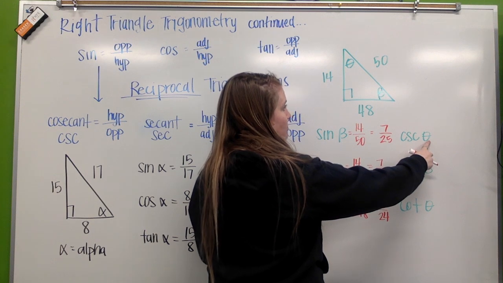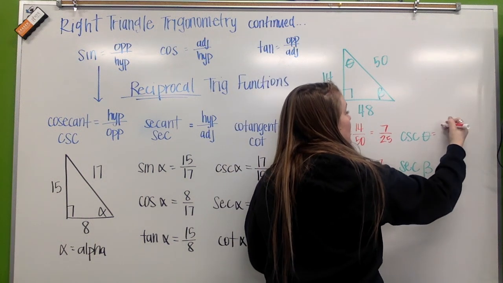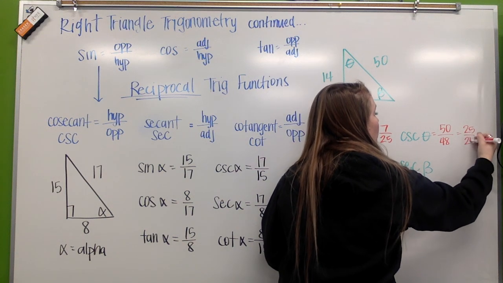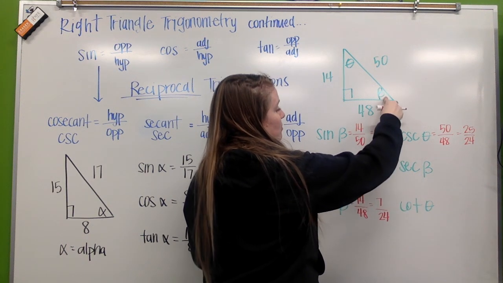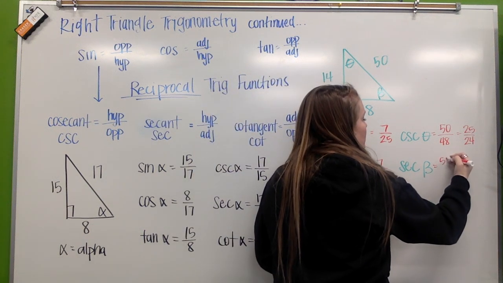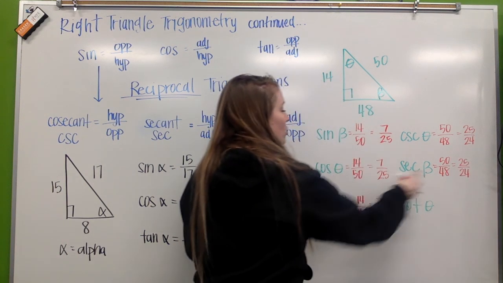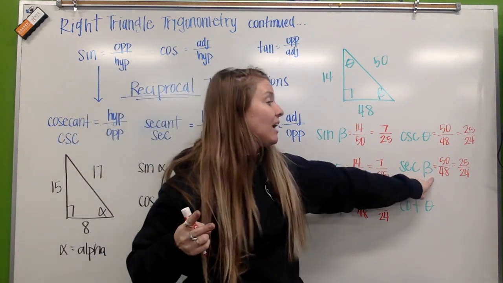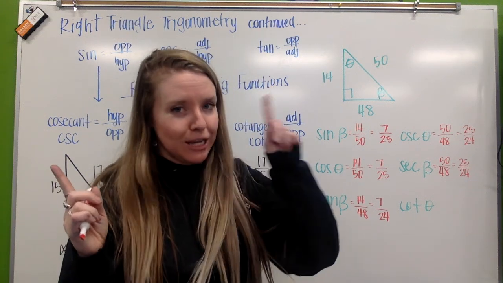Cosecant of theta. For theta, the opposite side is 48 and the hypotenuse is 50. So that's going to give me 50 over 48, which is 25 over 24. Secant of beta is going to be the same thing. Adjacent is 48, hypotenuse is 50, so that's 50 over 48, 25 over 24. Notice they don't match their cosine, they're not reciprocals because the angle changed. I did that on purpose to make sure you fully recognize opposites and adjacents.